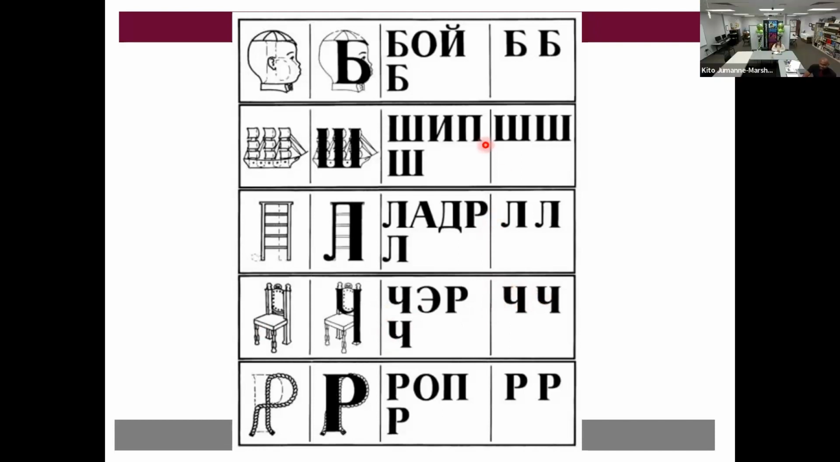L. What is the sound of this letter? Sh. What is the sound of this letter? B. What is the name of this letter? A, B. What is the name of this letter? She. Shaw. What is the name of this letter? L. And what is the name of this letter?